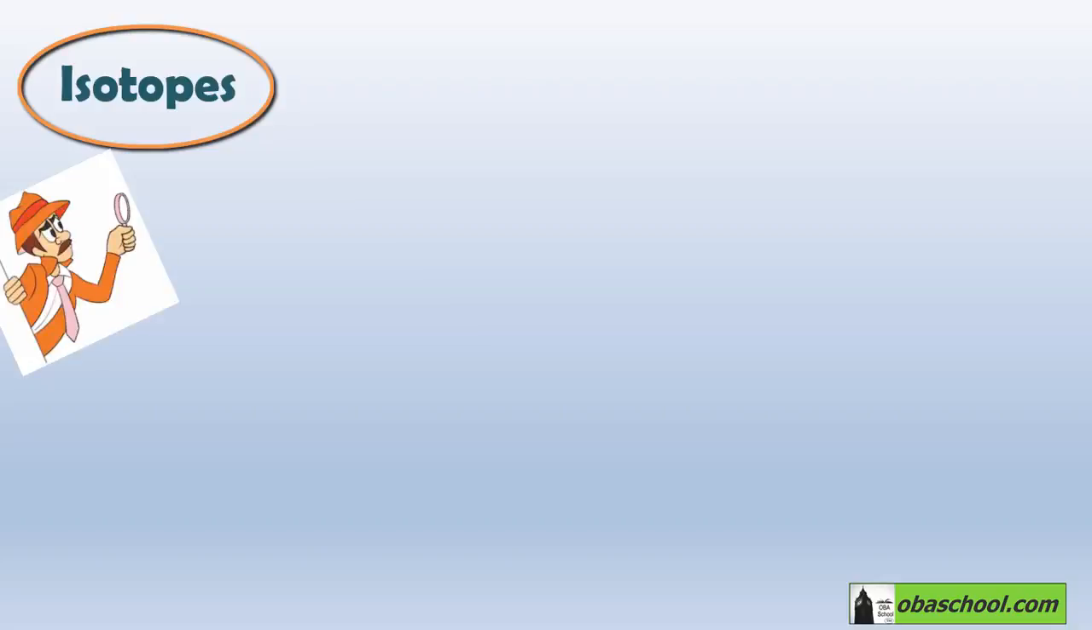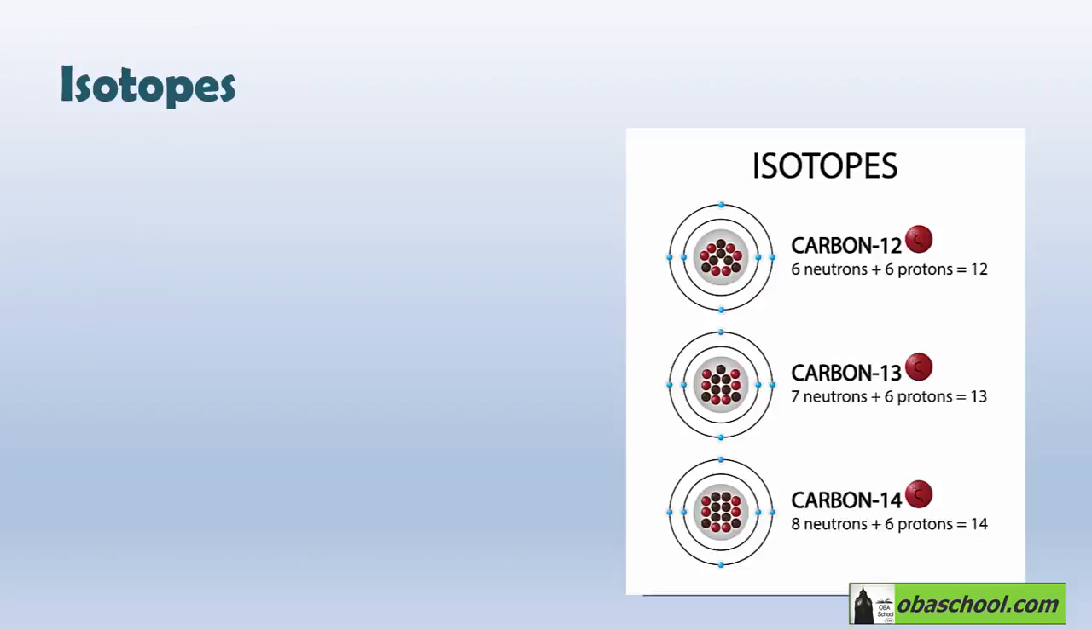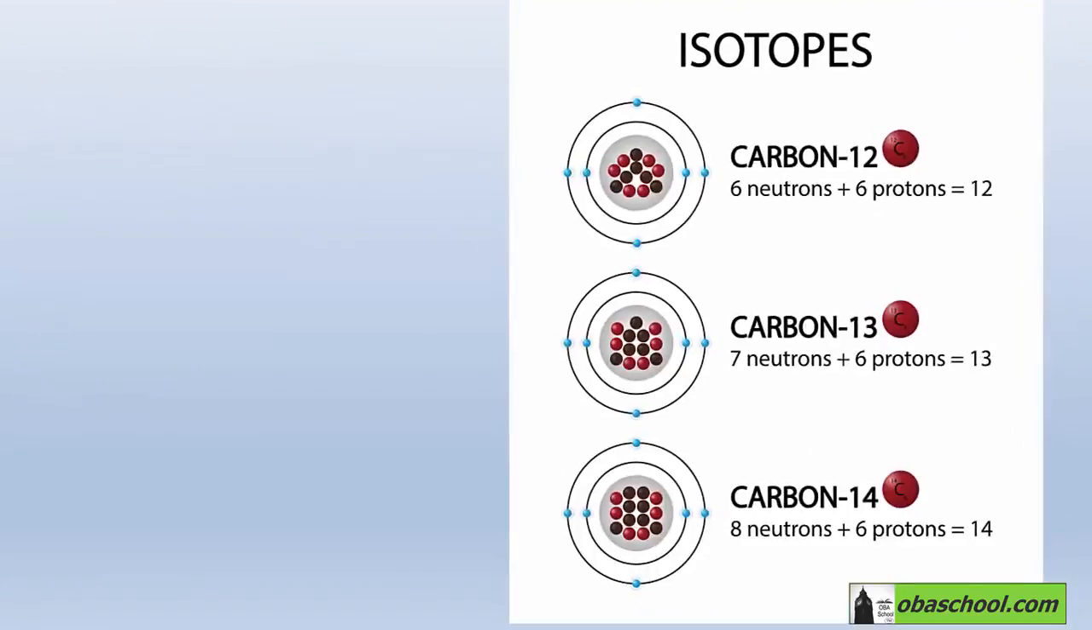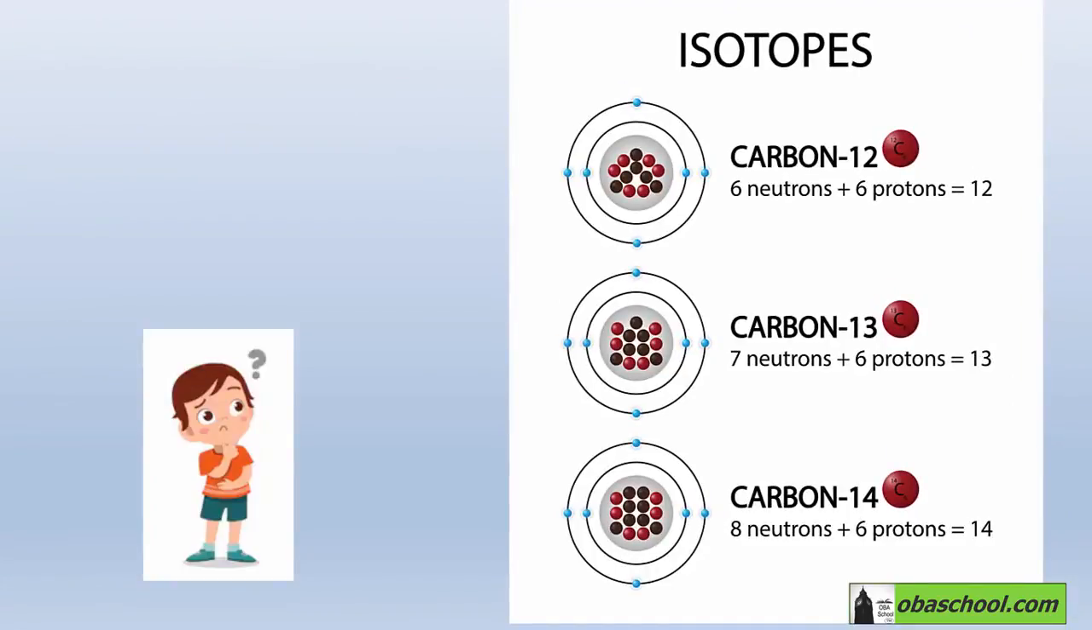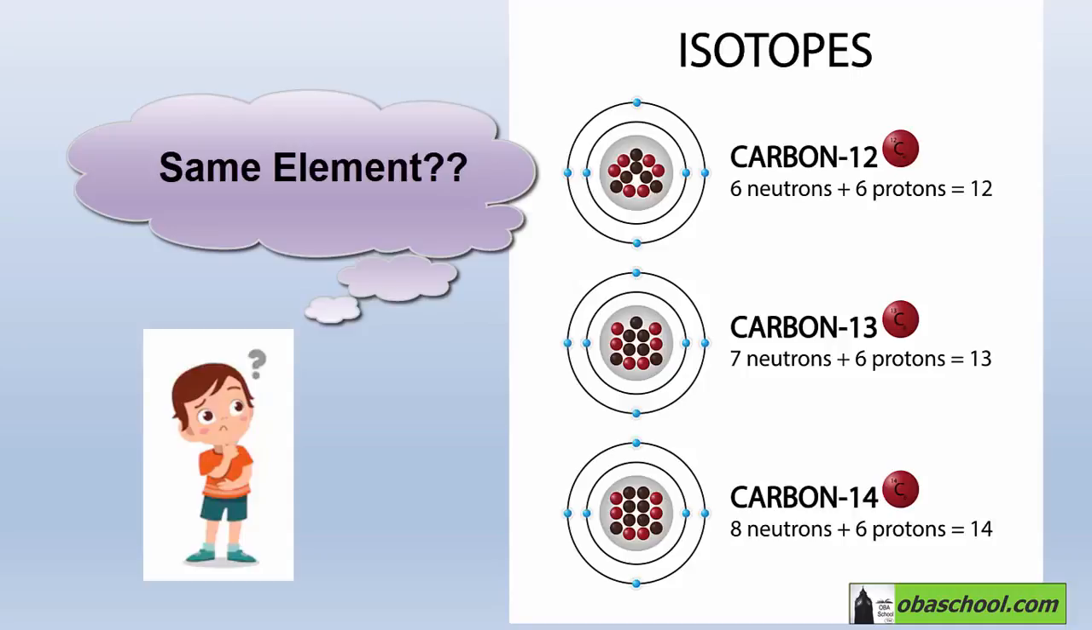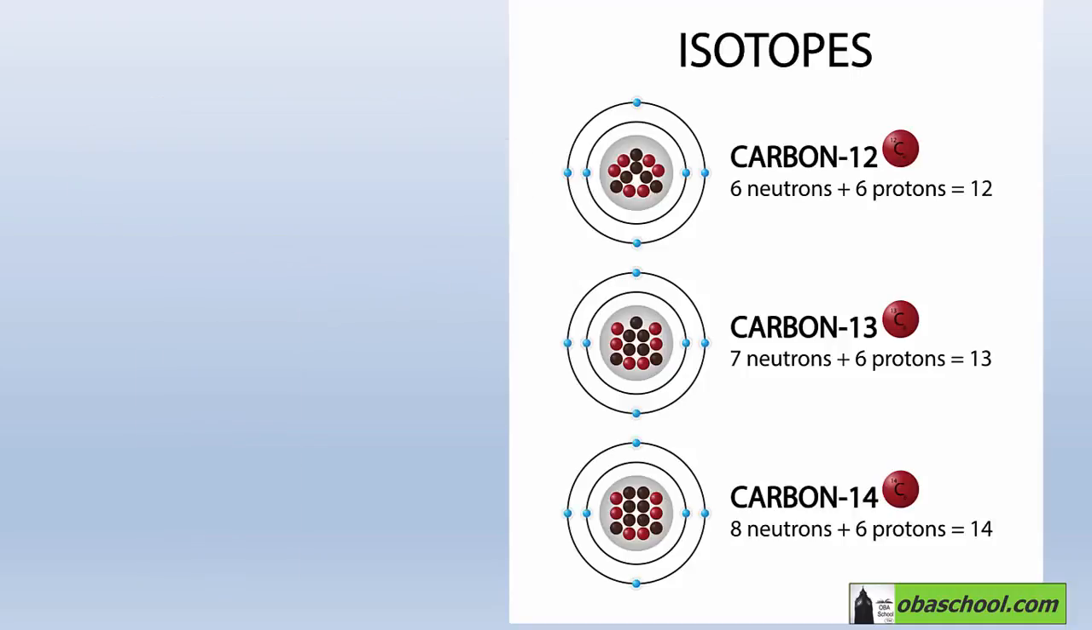After looking at ions, we will look now at isotopes. So what is an isotope? Let's examine these three atoms. First of all, we want to check if these are three atoms of the same element or of different elements. So how can we know?